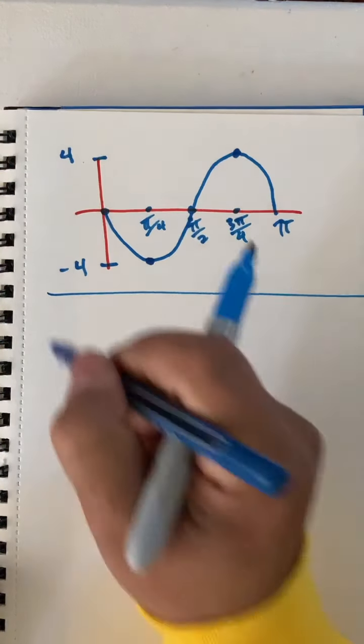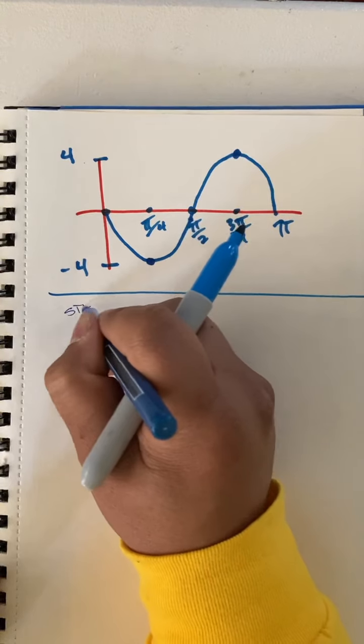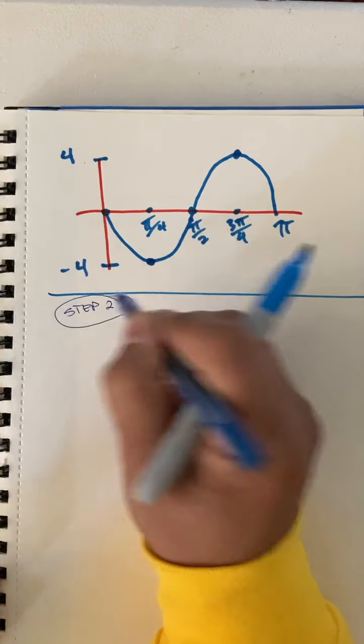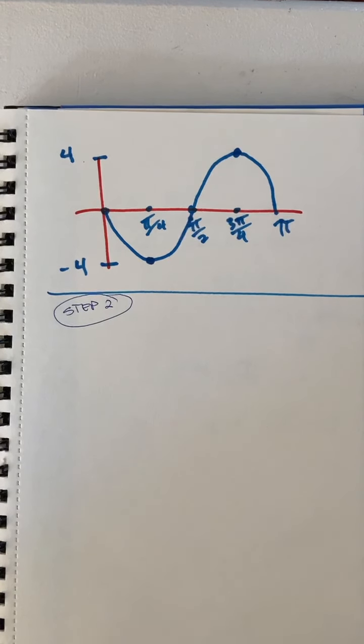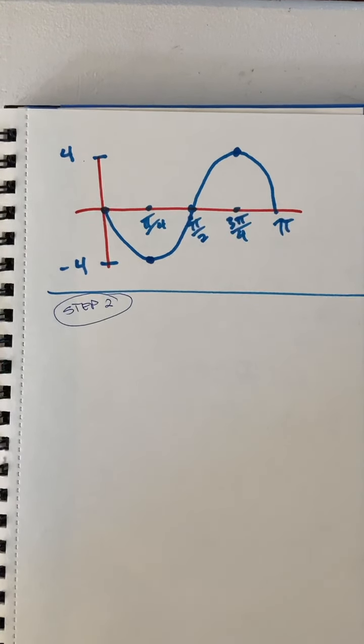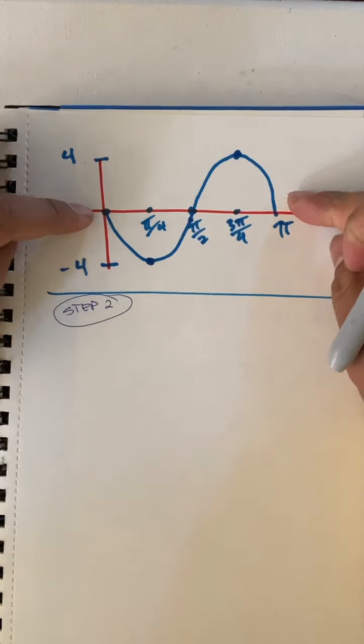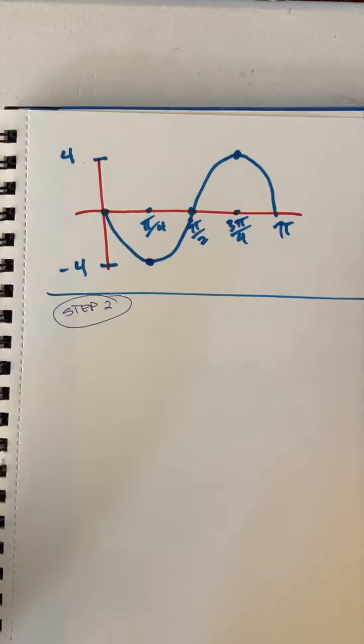Step 2. All right, step 2 says use translations. Now what that means is I'm gonna keep this blue shape and I'm just gonna move it left or right, okay? To take care of the rest of the graph.